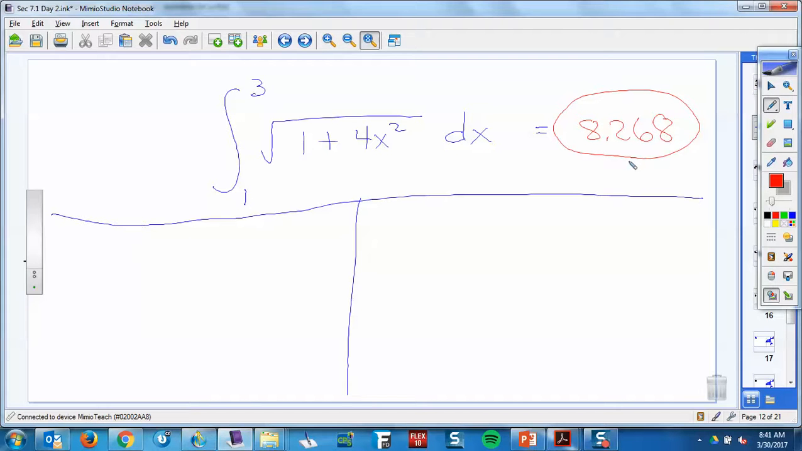Now, we've said all along that a definite integral is just a number. A definite integral is just a number, right? It represents a number. Now, in the beginning, we said a fixed piece of area, right? But it's a number. A definite integral is a constant. There it is, 8.268.